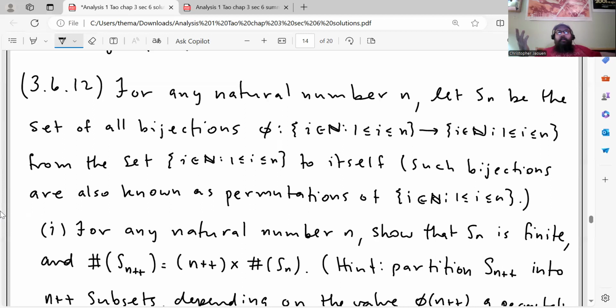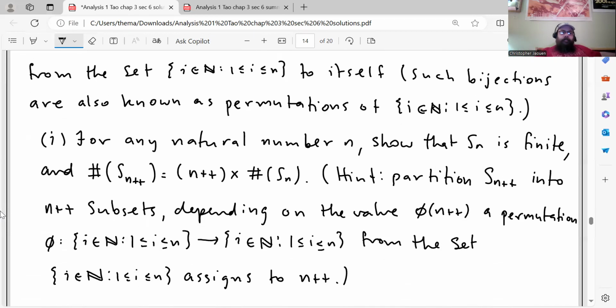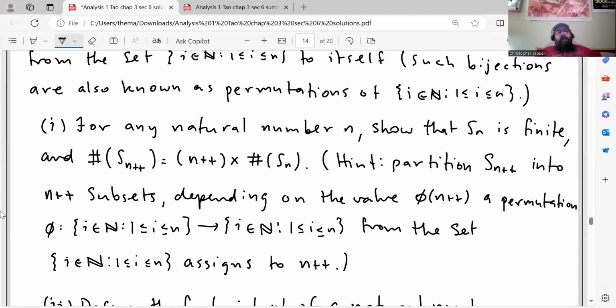Sometimes called the set of permutations on n letters, but that's what it is. It's the set of bijections between that set and itself. For any natural number n, show that Sn is finite and that the cardinality of S sub the successor of n is equal to the successor of n times the cardinality of S sub n.